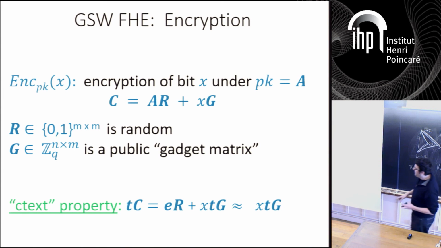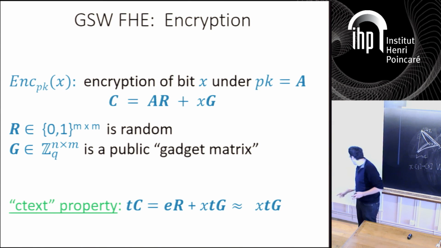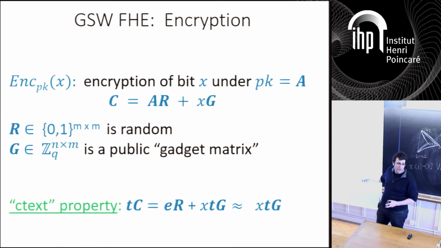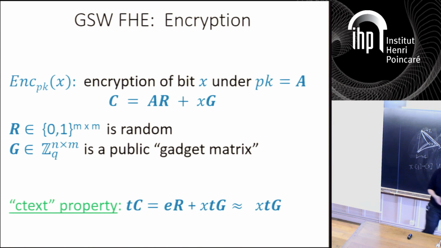And this lets you decrypt. So by taking the secret key times the ciphertext, you get XTG. If X is 0, this is something small, close to 0. If X is 1, then TG, you'll have to trust me, it's not close to 0. Okay, so that's how you decrypt.